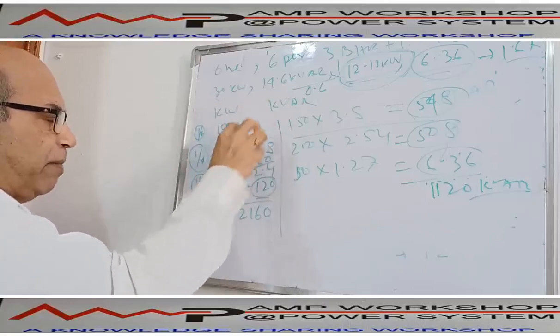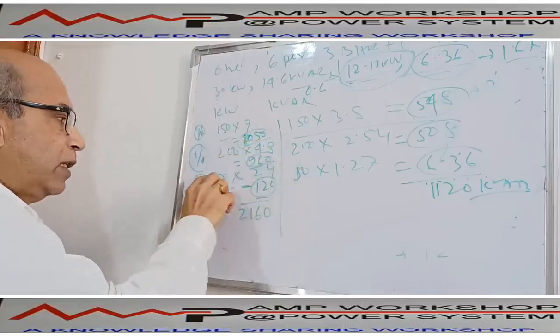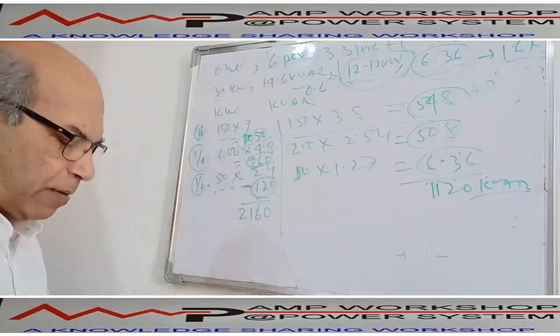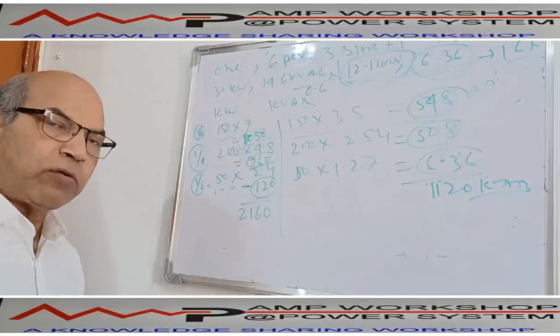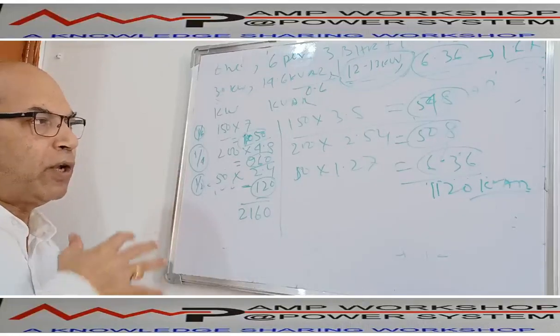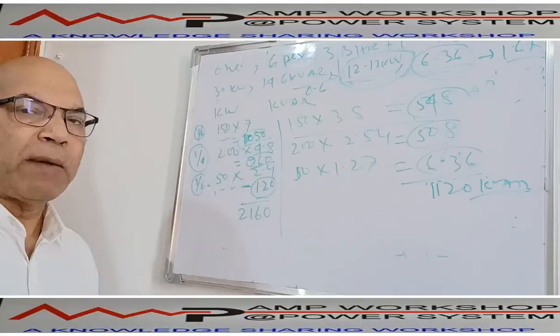So this group of apartments has this maximum demand, this group has this amount, and this group has this amount. But all these maximum demands will not come at one time. It will be spread over the 24 hours at different times. So if you consider that, there is a diversity factor amongst the apartments.